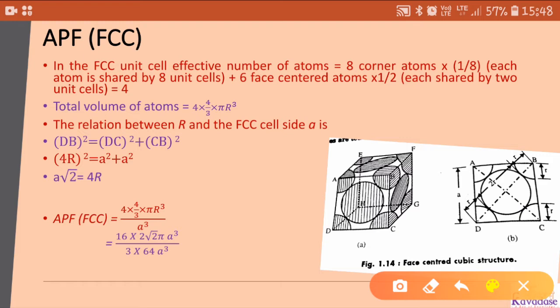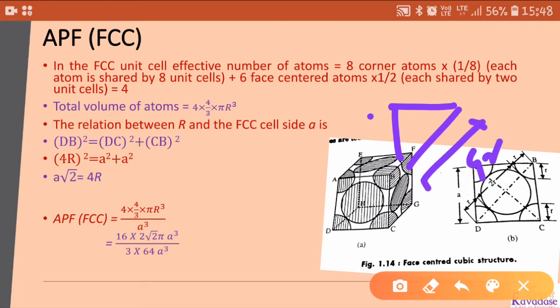So we can establish a relationship between A and R. If we consider this triangle, you can see this is my 4R, and this is my A.